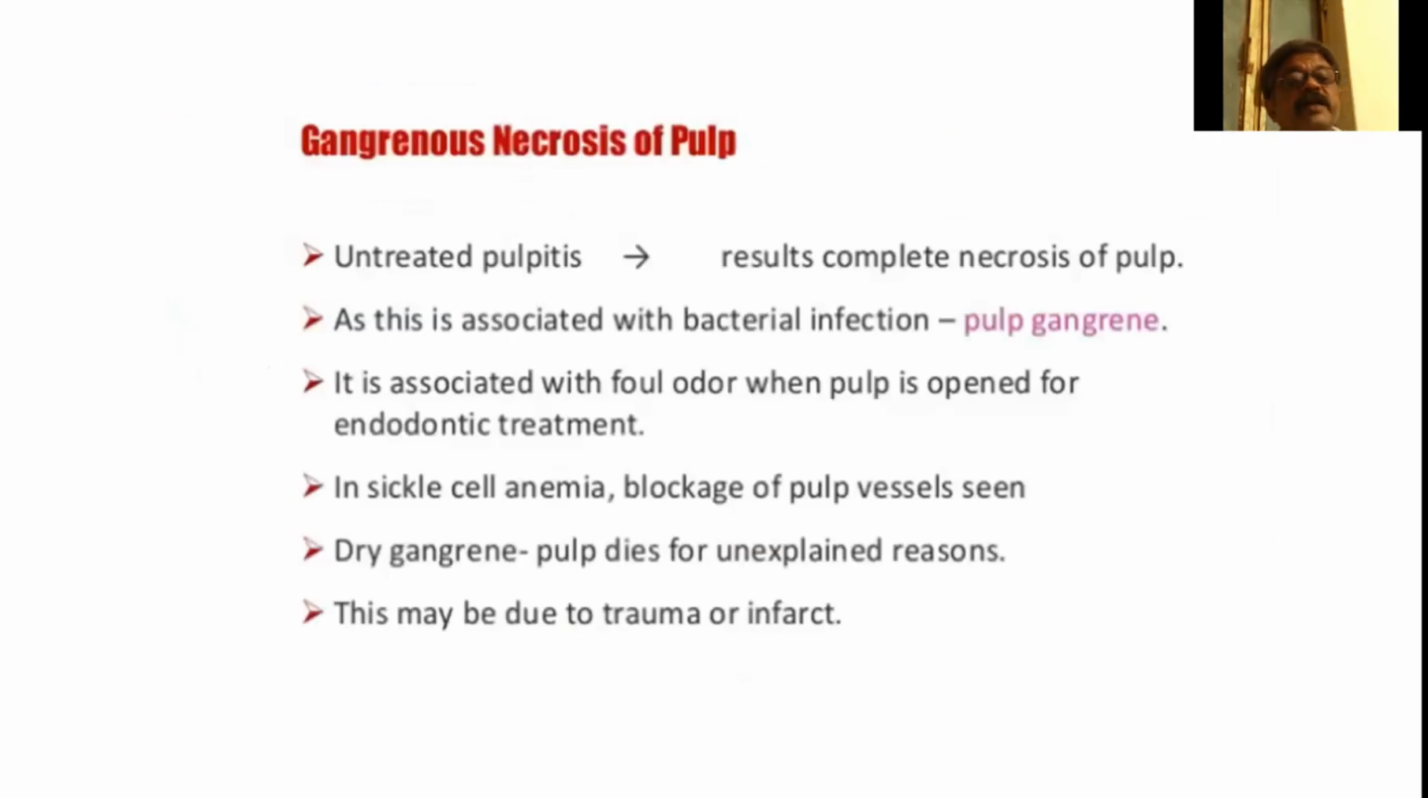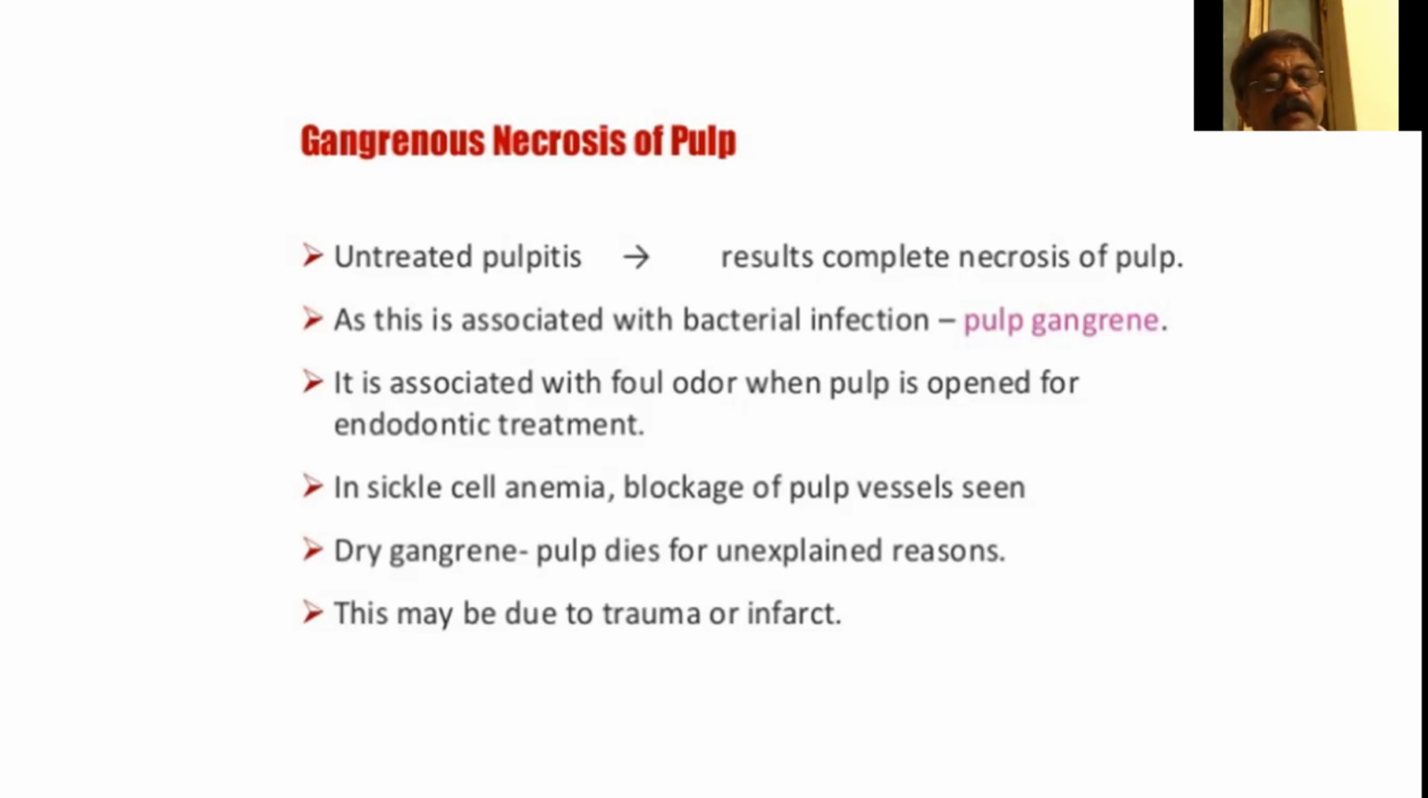This is the gangrenous necrosis of the pulp. The sequela of untreated pulpitis is complete necrosis of the pulp. As this is associated with bacterial infection, this is also known as pulp gangrene. It is associated with foul odor when the pulp is opened for endodontic treatment. जैसे हम एकदम से चैम्बर खोलते हैं, हमें एकदम से बहुत ही गंदी स्मेल आती है ना. That is, then in sickle cell anemia, blockage of pulp vessels is seen.